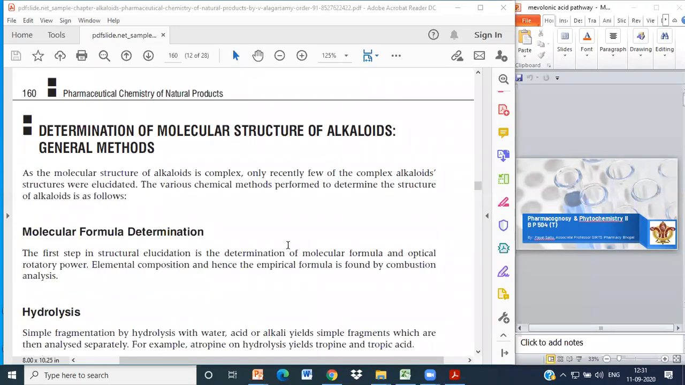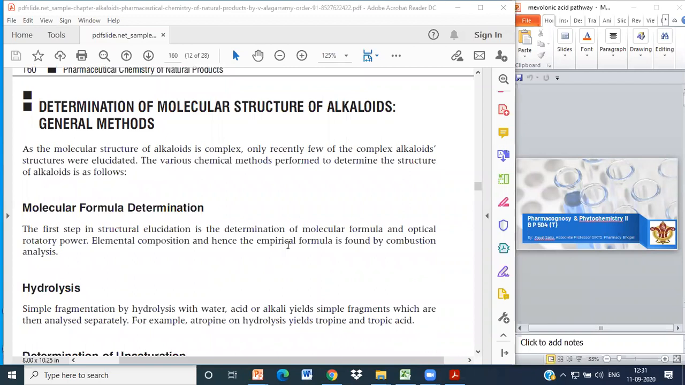Now in the next part we are supposed to understand the general method for determination of molecular structure of alkaloid. How can you determine the molecular structure of alkaloids, whether it contains an indole ring, a purine ring, an imidazole ring, or what types of rings it contains? The molecular structure of alkaloid is complex. We all know what an alkaloid is: an alkali-like structure which has a nitrogen atom in its heterocyclic ring.